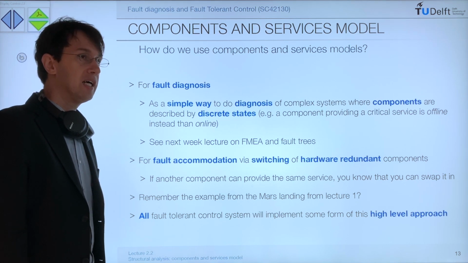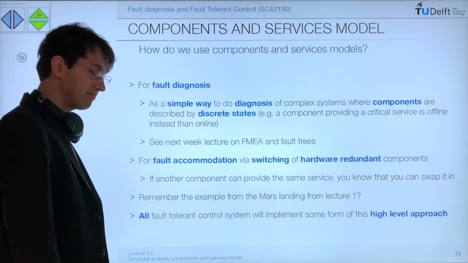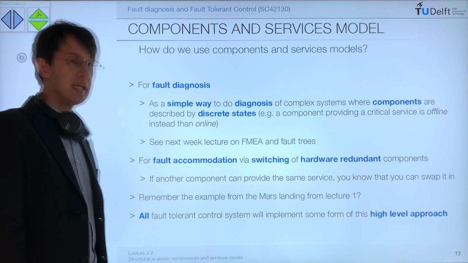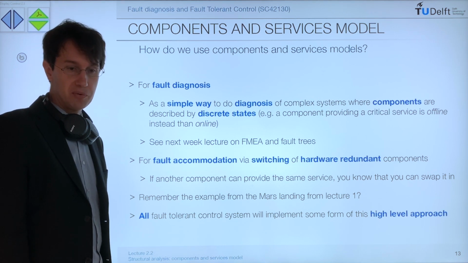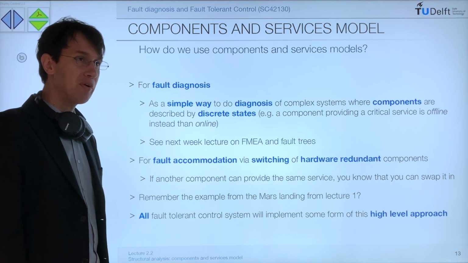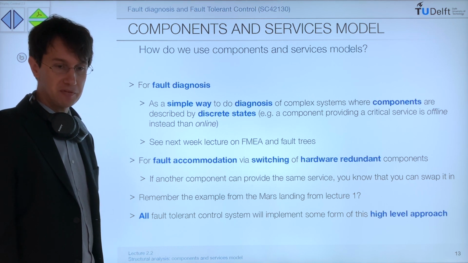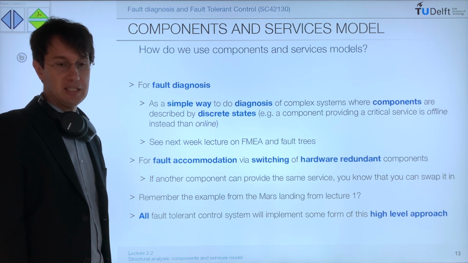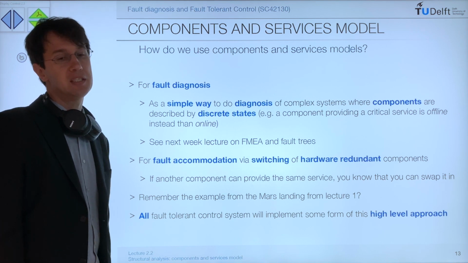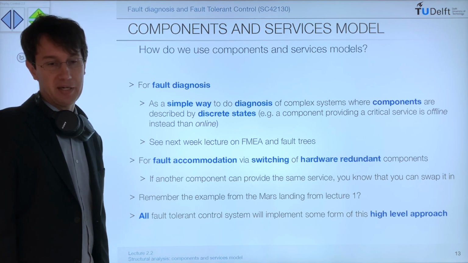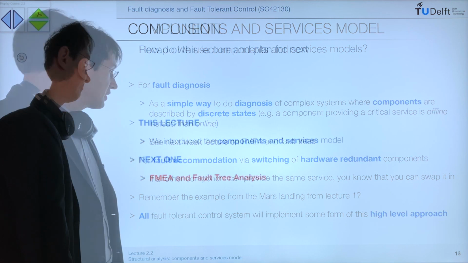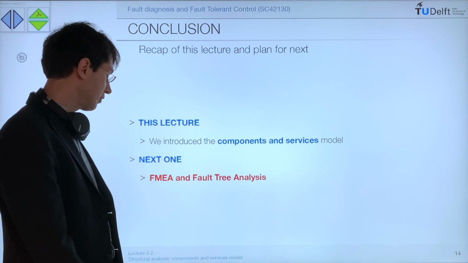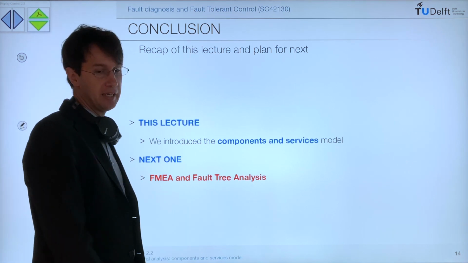At the level of reasoning on fault tolerance, a component and services model allows us to verify, in any possible condition where a component has failed, if we can switch to another component that is providing the same service, such that the fault can be accommodated at the subsystem level. If this is not possible, then the fault is going to propagate up to the system level. And so that was about the component and services model, and the next lecture will be about FMEA and FTA, fault tree analysis.